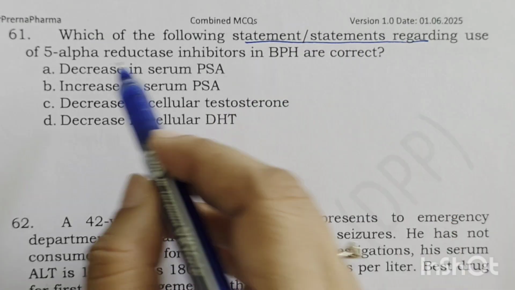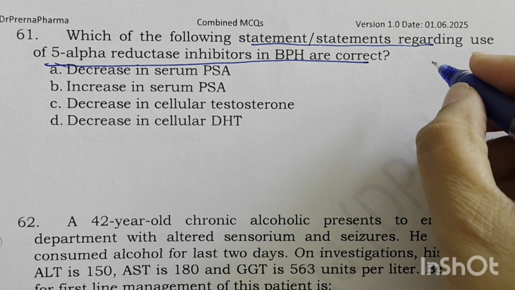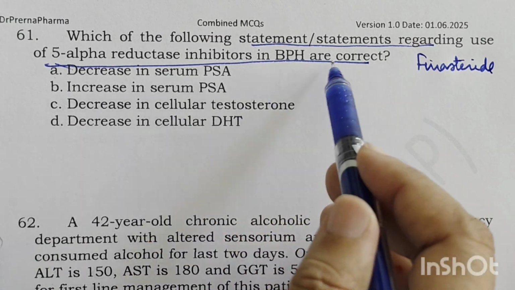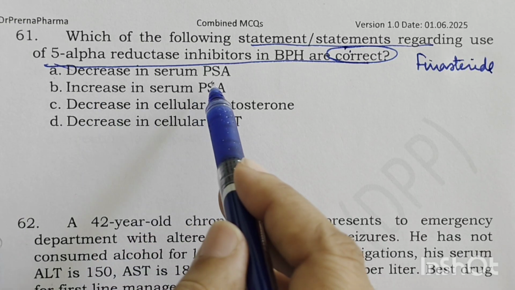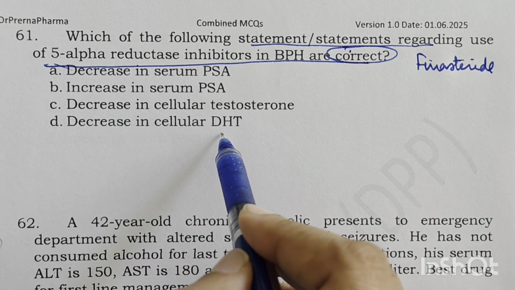Which of the following statements regarding use of 5-alpha reductase inhibitors in BPH are correct? Now in BPH patients, 5-alpha reductase inhibitors like finasteride are used, right? Which statement is correct? Decrease in serum PSA, increase in serum PSA, decrease in cellular testosterone, decrease in cellular DHT.